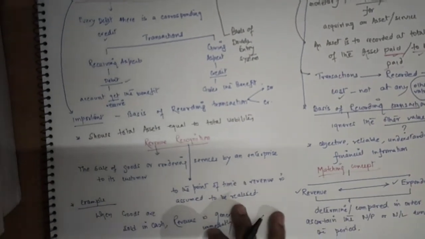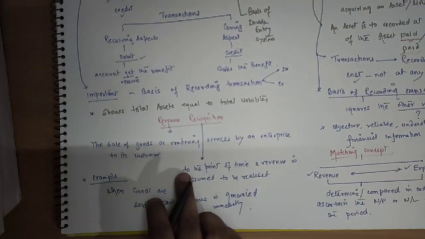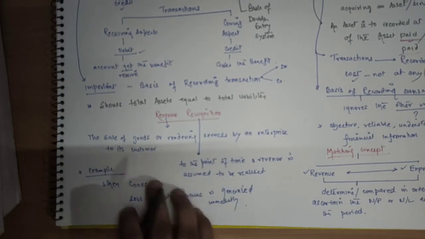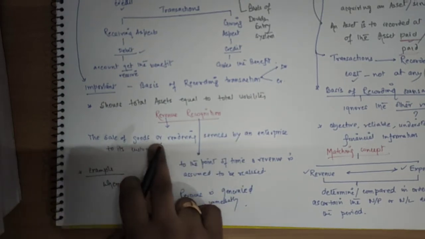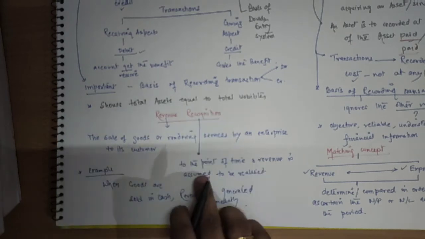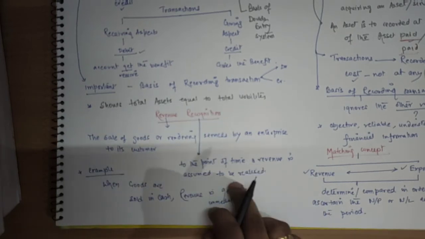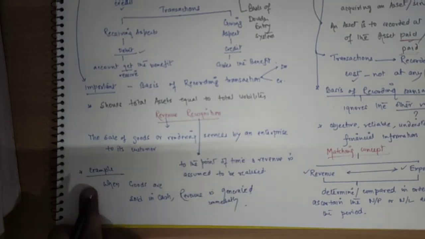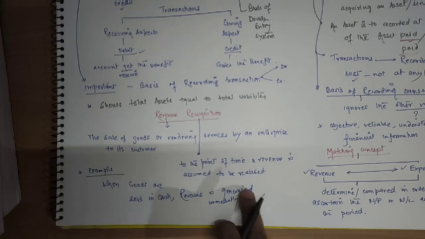Third, we discussed revenue recognition, where the sale of goods or rendering of services to a customer is known as revenue, and recognition is the point of time when revenue is realized. An example is when goods are sold in cash, revenue is generated immediately.